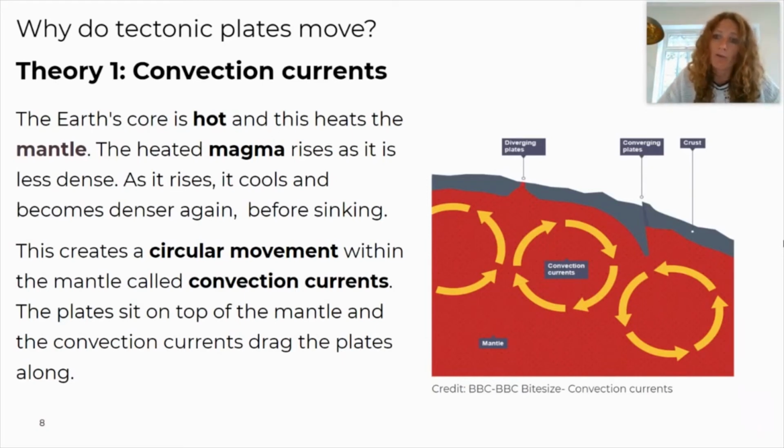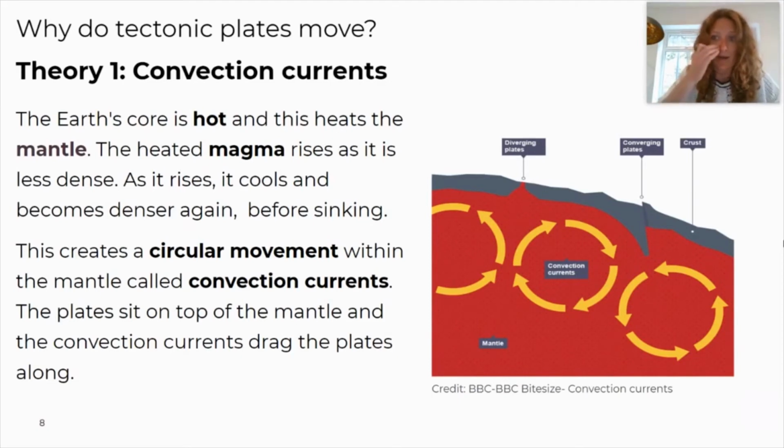So let's go through the explanation of what a convection current is. And then if you want to, pause the video and take down some notes. So, convection currents. The Earth's core is hot and this heats up the mantle. The heated magma rises as it is less dense. As it rises, it cools and becomes denser again before sinking.